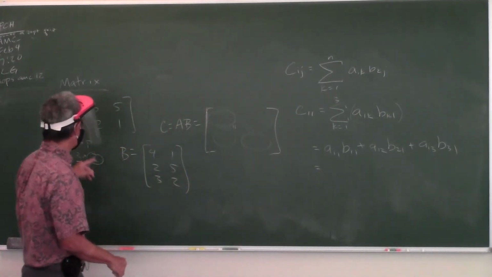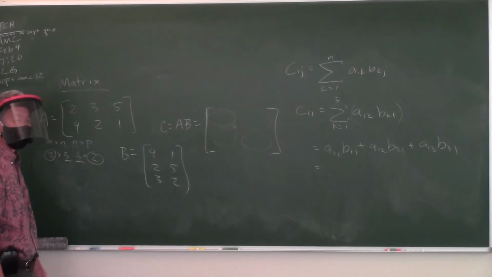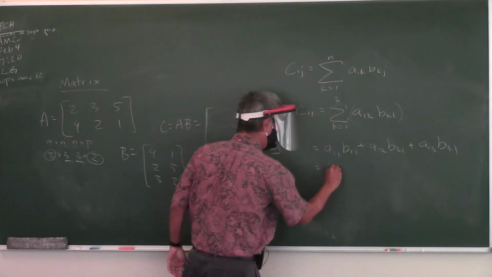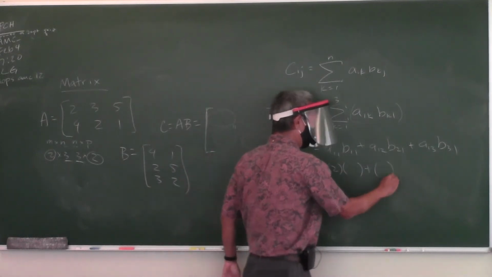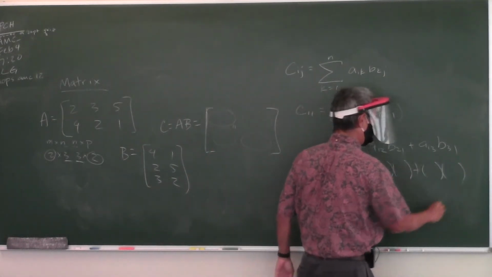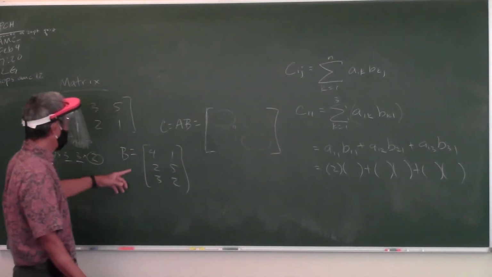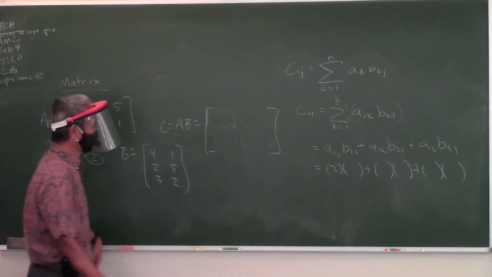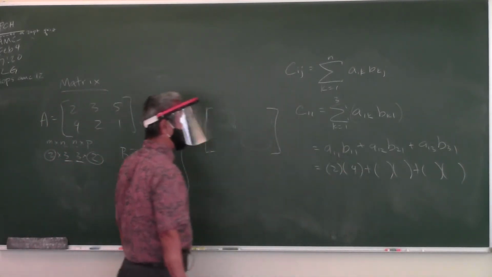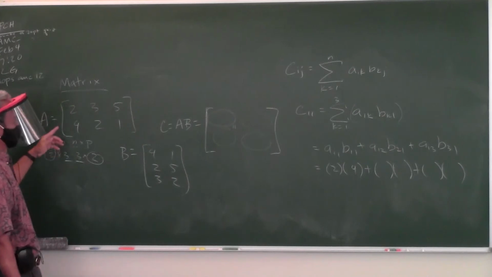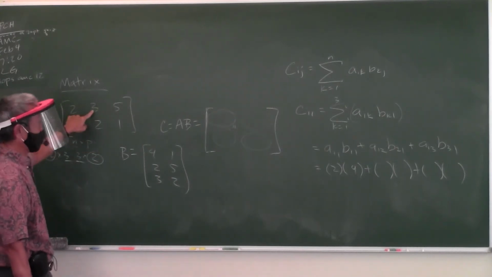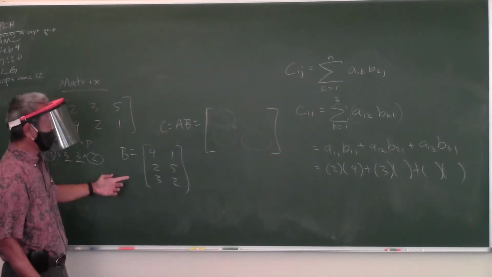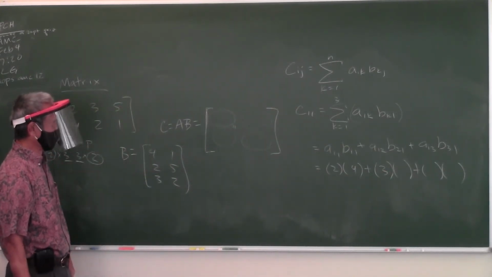What is A11? So here's matrix A. What is A11? What element is in the first row, first column? 2. What is B11? Wait, let me put these parentheses here first. That'll save time. What is B11? Well, here's matrix B. What element is in the first row, first column? 4. What is A12? First row, second column. The 3 right there. What is B21? So here's matrix B. What element is in the second row but the first column?